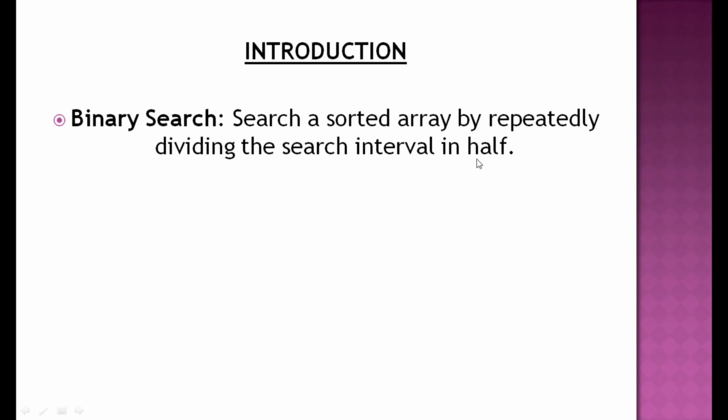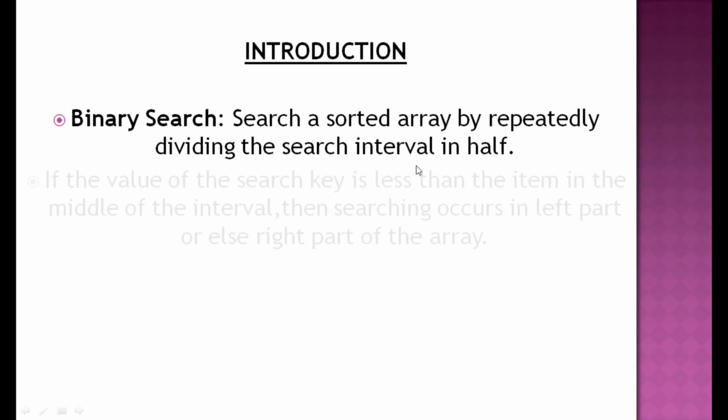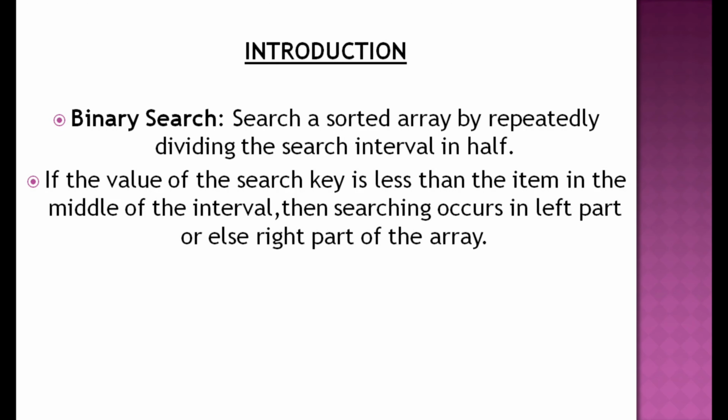If the element is less than the mid element, then we will search in the left half. If the element is greater than mid, then we will search in the right half. Next, if the value of the key is less than the item in the middle of the interval, then searching occurs in the left part, or else the right part of the array. As I discussed, the key element, that means the element you want to search in the given array, if it is less than the middle element, then it searches in the left part, or else it searches in the right part.